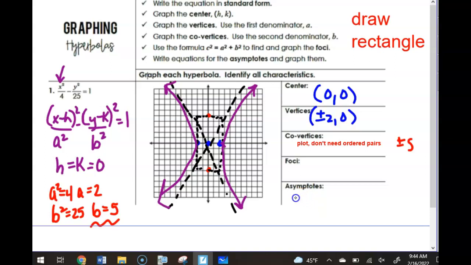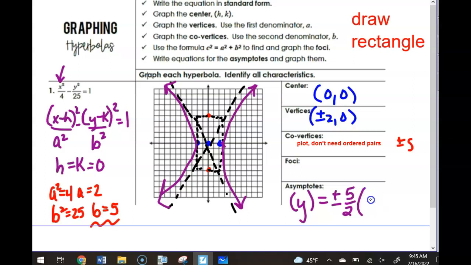Okay, the formula is always y minus k first. Did we have a k here? Equals plus or minus the slope, and it's whatever is under the y over the x, so it's b over a in this case. So you have to use b and a, not b squared and a squared, so it's 5/2.